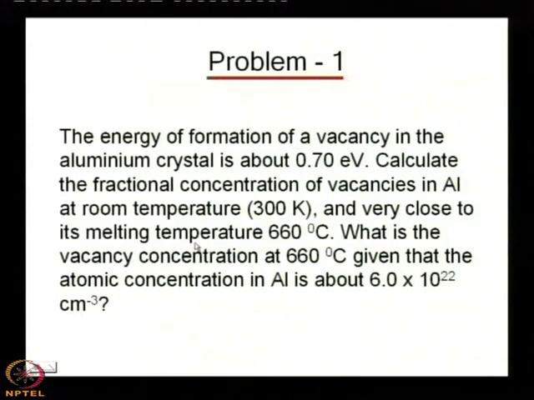So, aluminum is a metal, and we see that for aluminum near its melting point, one site per 6000 atomic sites is a vacancy.